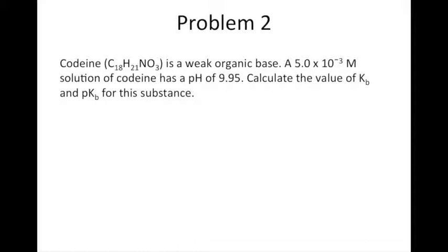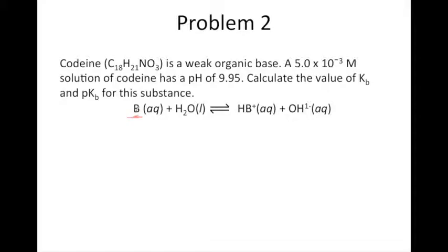Okay. So the first thing we want to do is write our balanced chemical equation. Now, I've just written codeine as B. We know it's a base, we're told that. I could have written the entire chemical formula, but just for the purposes of being brief, I've written B to represent codeine. And codeine is placed in water.